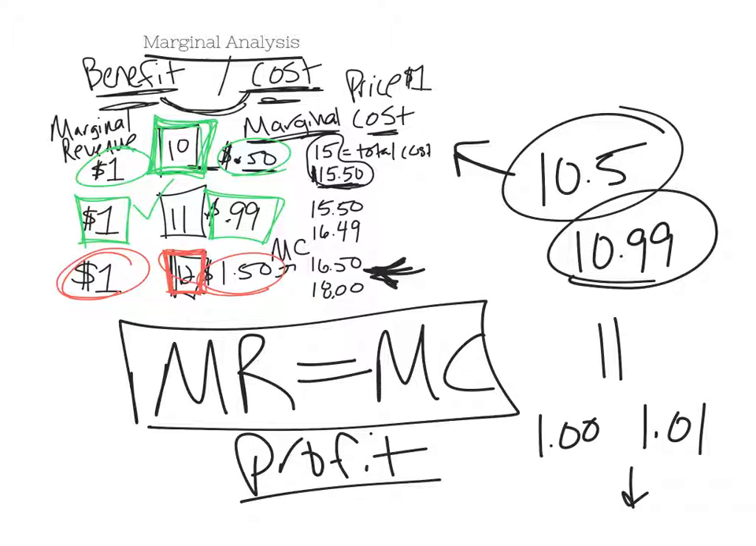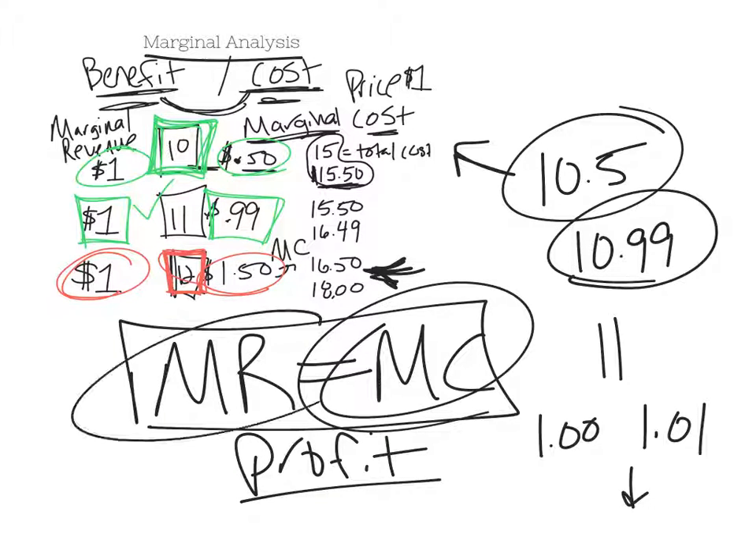All businesses do this. They do it naturally. Obviously, if it costs them more to make it than they're going to get by selling it, they're not going to produce that amount. So the goal isn't to maximize revenue. The goal is to maximize profit. And we do that by producing at the point where MR equals MC.